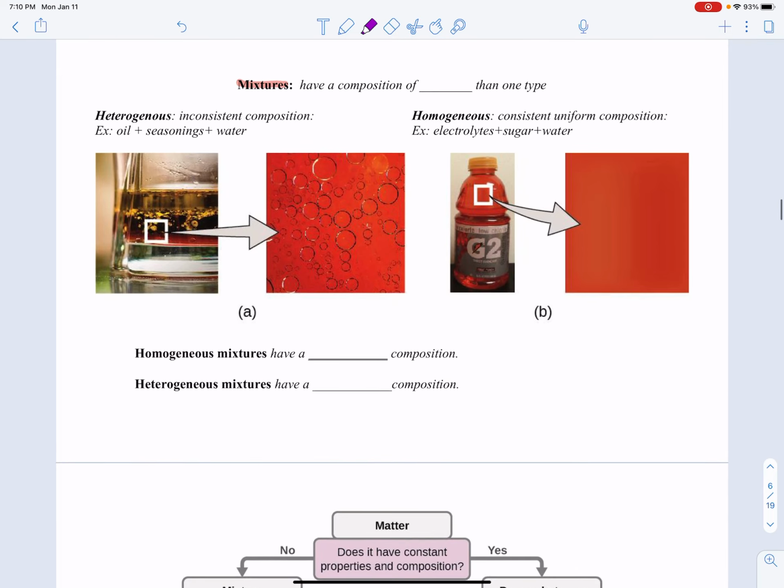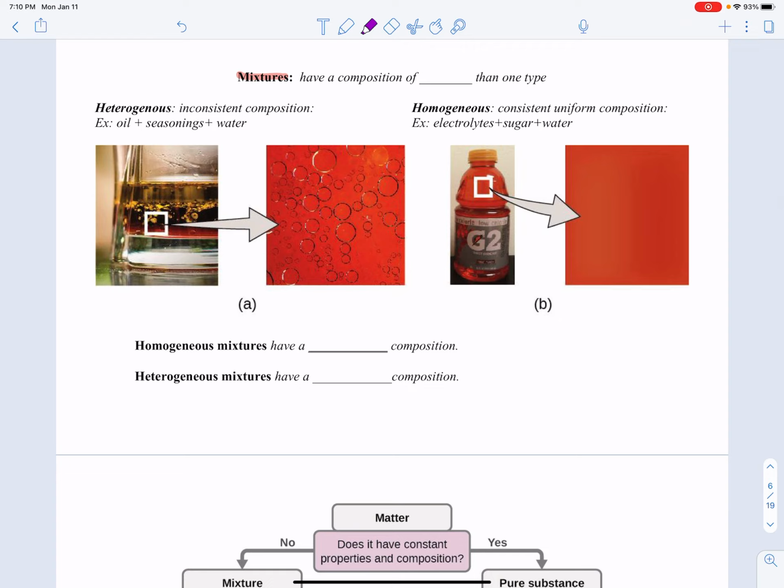Then we have mixtures. This is very common. Mixtures have a composition of more than one type. You've got 2 kinds: heterogeneous, hetero meaning different, and homogeneous, meaning same. Heterogeneous is when the composition is inconsistent and not mixed evenly. If you took a bite of one flavor in your mouth one time, you might have a little bit of another flavor the next time. So you've got oil and seasonings and water, all of those mixed together.